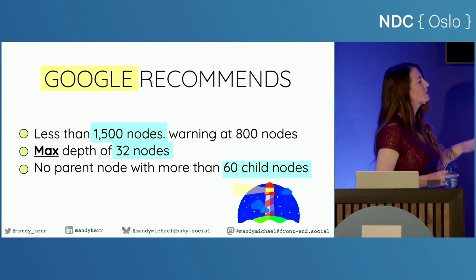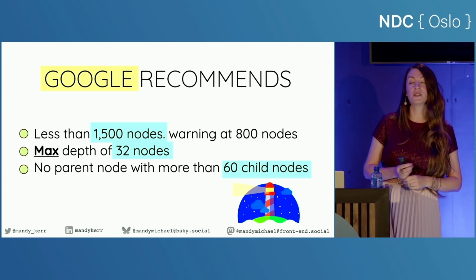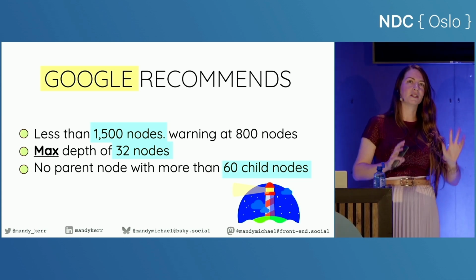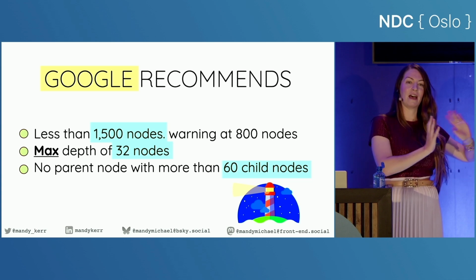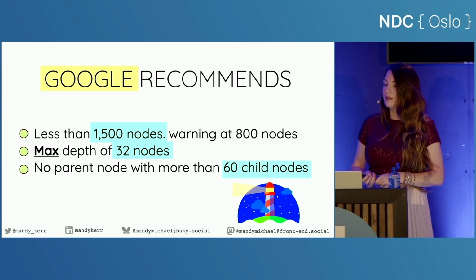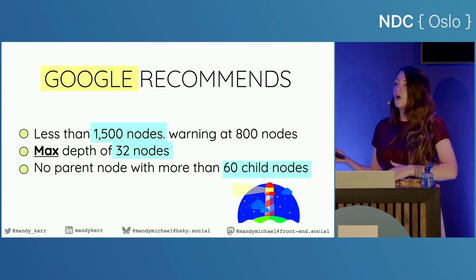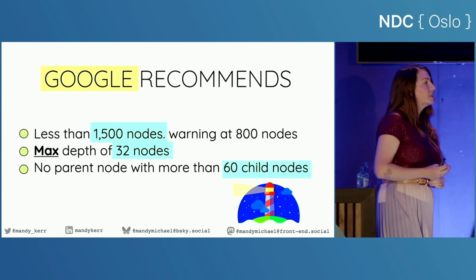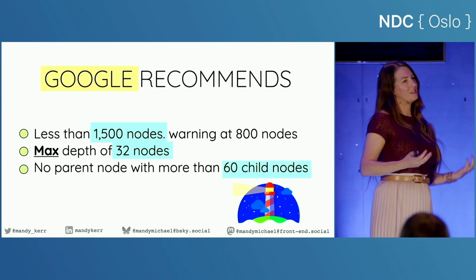Google's Lighthouse performance tool recommends less than 1,500 nodes on a page. It will warn at 800, so you should take that as an indicator to have way less than that. Max depth of 32 nodes, no parent node with more than 60 child nodes. And you're probably thinking that's a lot.